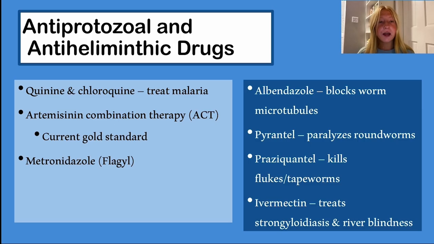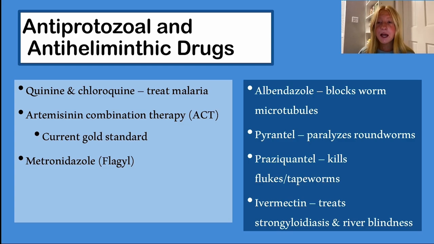Now I'm going to talk about the antiprotozoal and antihelminthic drugs. Protozoans are parasites, and the drugs target their enzymes or life cycle stages. Quinine used to be the only malaria treatment, but now there's a combination used. This is called ACT.